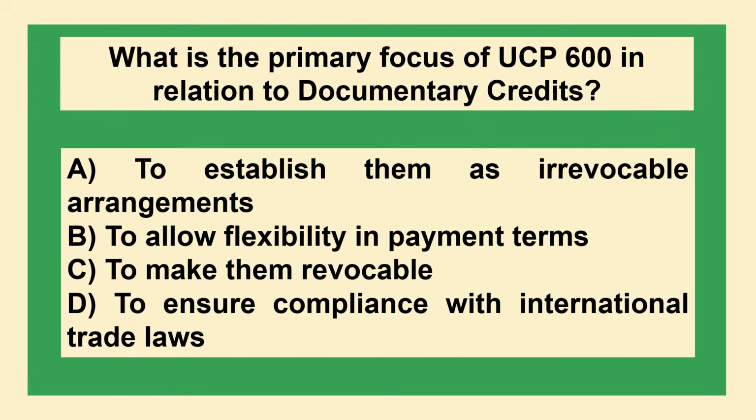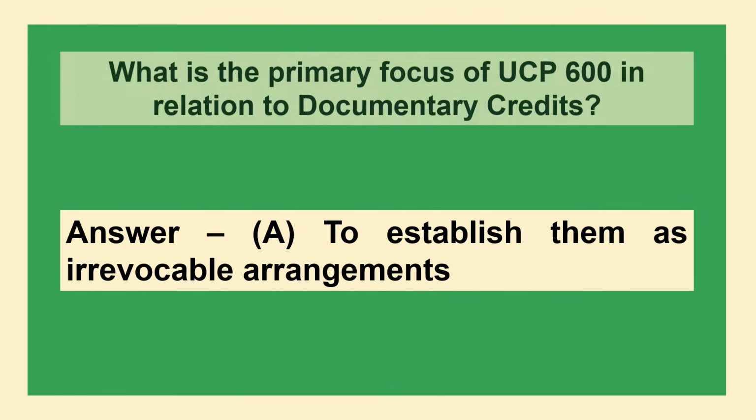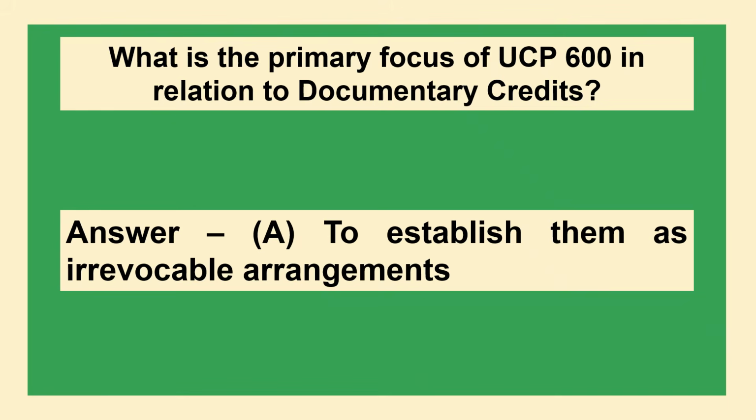Question. What is the primary focus of UCP 600 in relation to documentary credits? Option A. To establish them as irrevocable arrangements. Option B. To allow flexibility in payment terms. Option C. To make them revocable. Option D. To ensure compliance with international trade laws. Answer. Option A. To establish them as irrevocable arrangements.